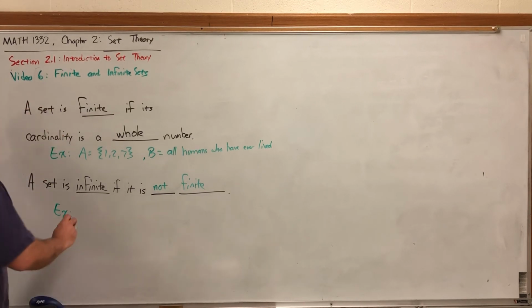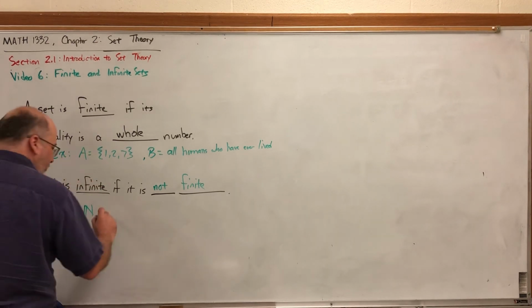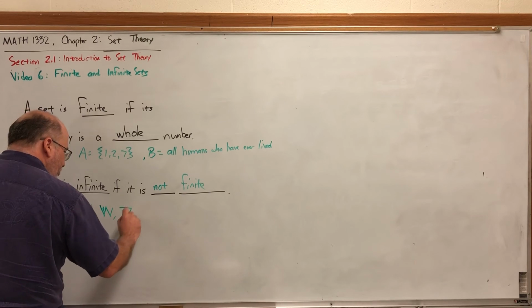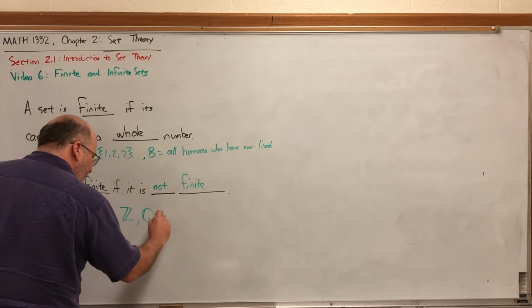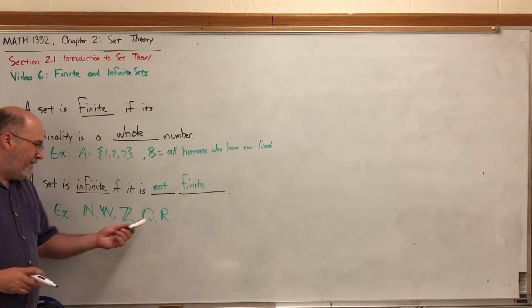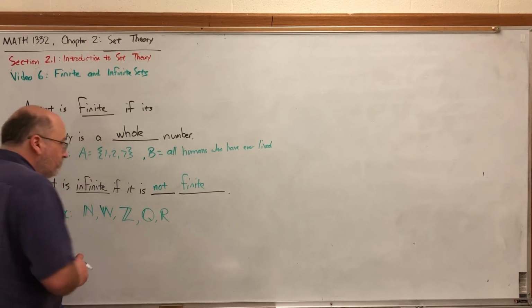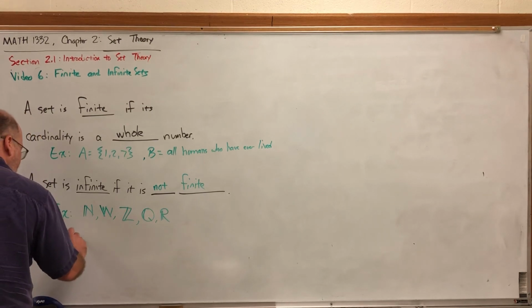Examples of infinite sets, the natural numbers. And all of the special sets we saw before, the natural numbers, the whole numbers, the integers, the rational numbers, the real numbers. And not to hurt your head any, all 5 of these sets are the same size except one of them. More on that later.